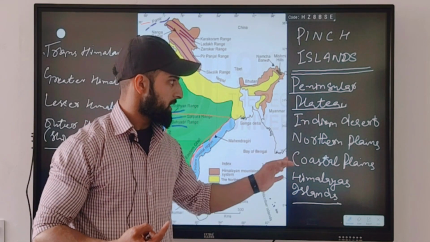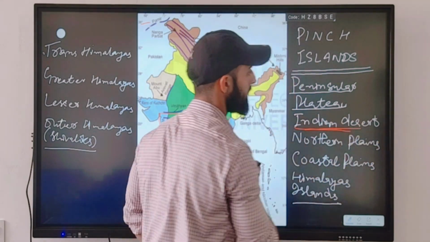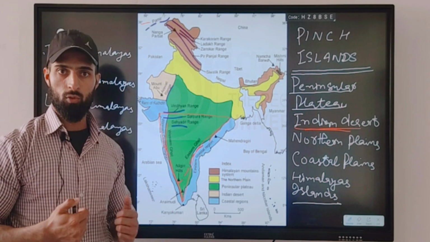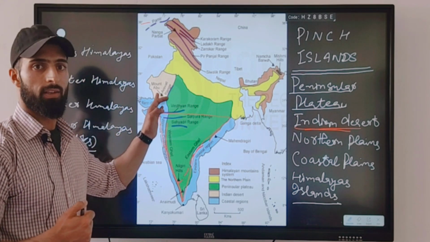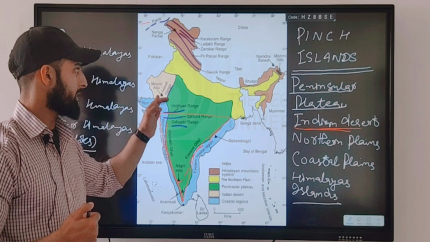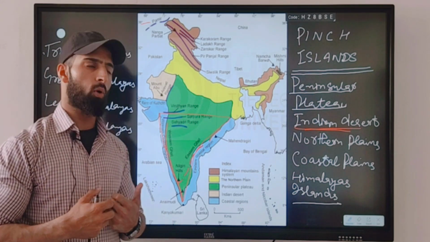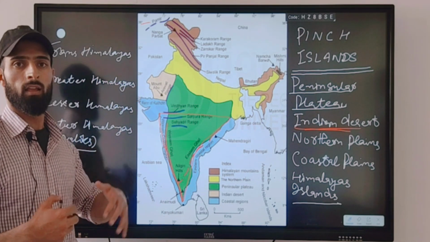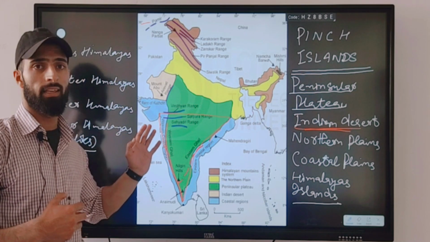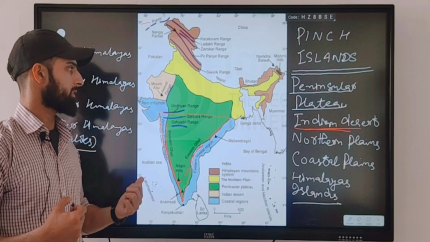Now moving on to the third, we have Indian Desert. Indian desert, also known as Thar desert, is located in the Indian state of Rajasthan. It is situated to the west of Aravalli range. It forms a natural boundary between India and Pakistan. Here we can see the scanty rainfall, less than 150 millimeters per year.